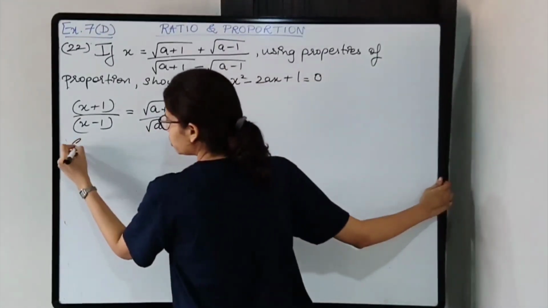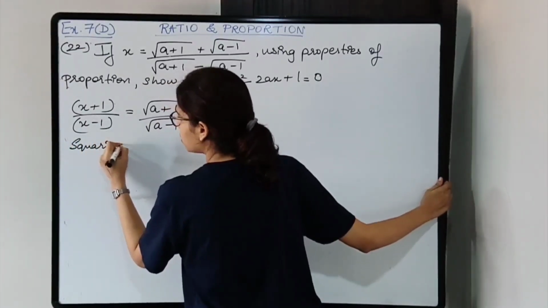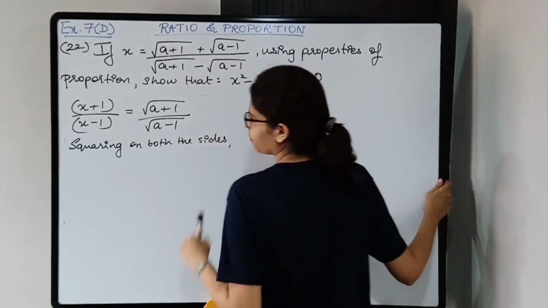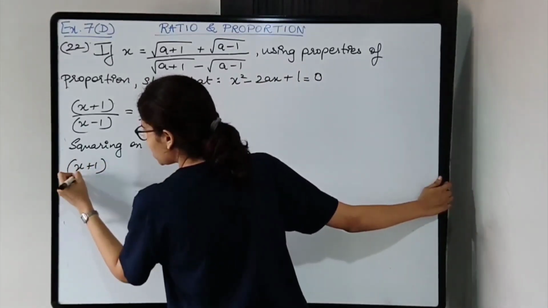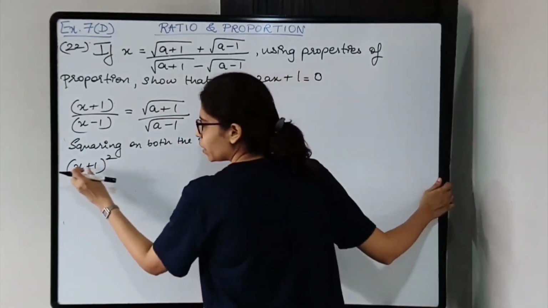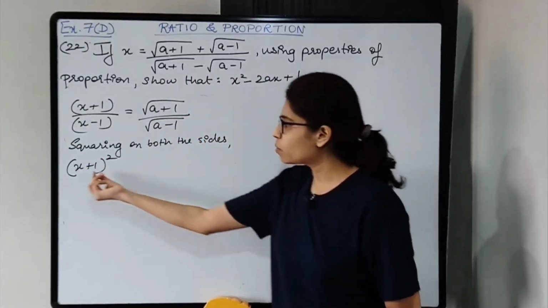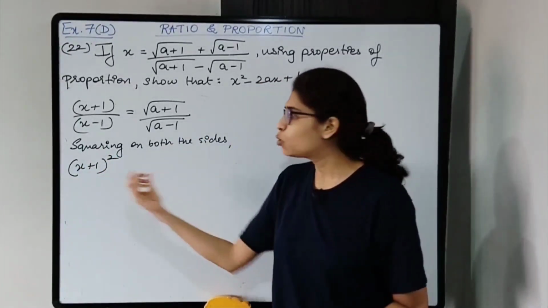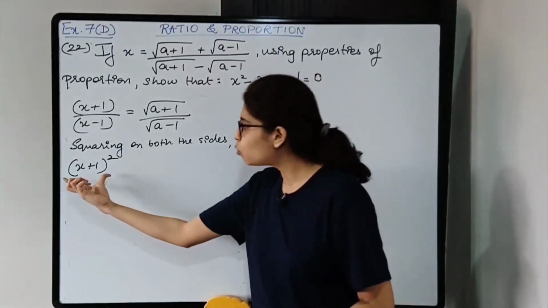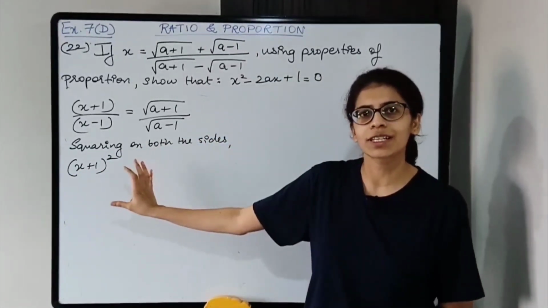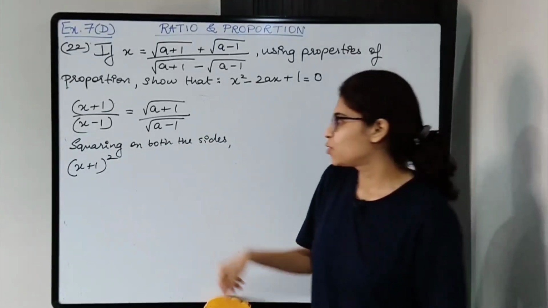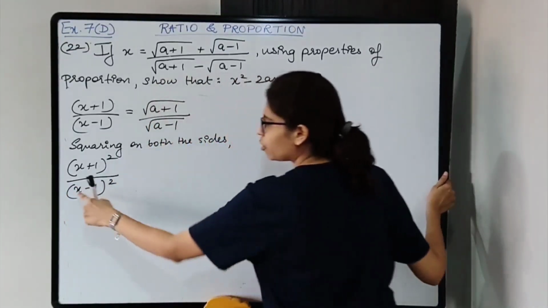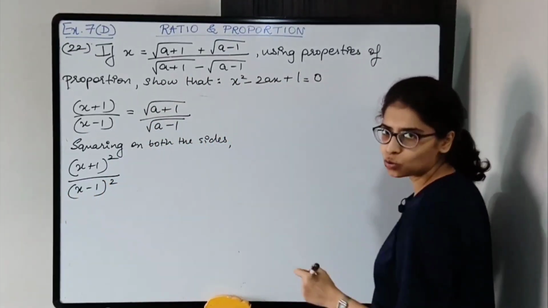So squaring on both the sides, you have to give the reason. Squaring on both the sides, so x plus 1 the whole square, you cannot write it as x square plus 1 square. No, there is a plus or minus sign in between, so you have to apply the square, or cube, or whatever power you are applying, to the entire thing. The power will apply to the whole LHS. So squaring, same thing over here. You cannot write it as x square minus 1 square. No, that is wrong.